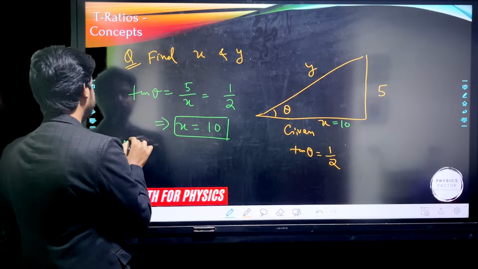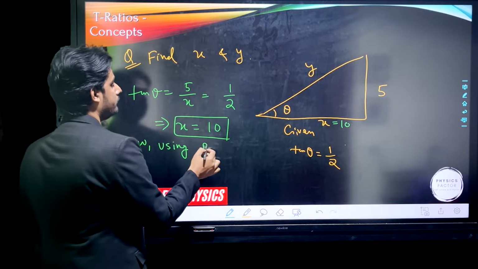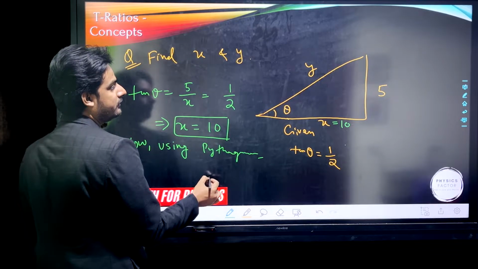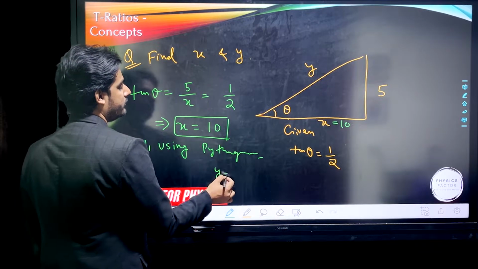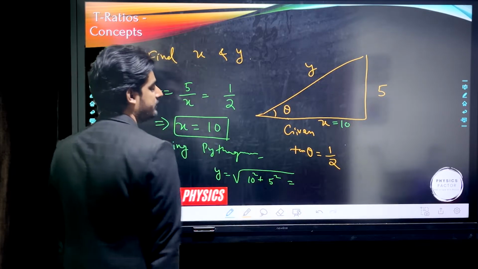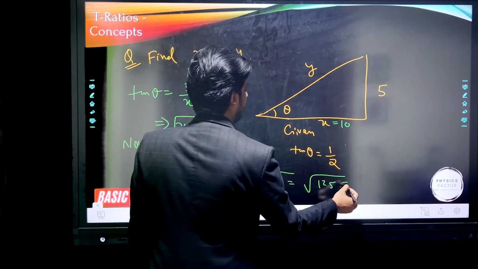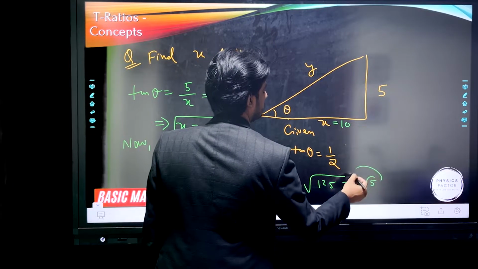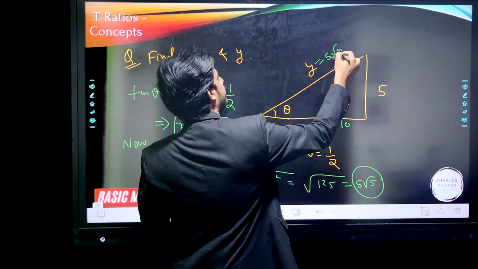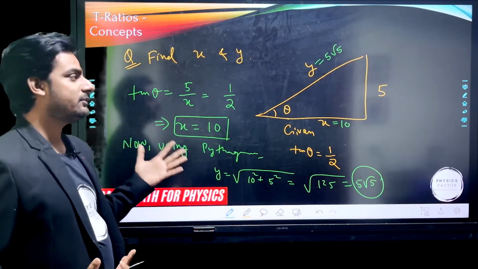So now using Pythagoras theorem, we have y equals root of 10 square plus 5 square. So how much is coming? Root 125, which is 5 root 5. So this is the answer. This is the value of y, 5 root 5. So this is where we have used the trigonometric ratio in this problem.